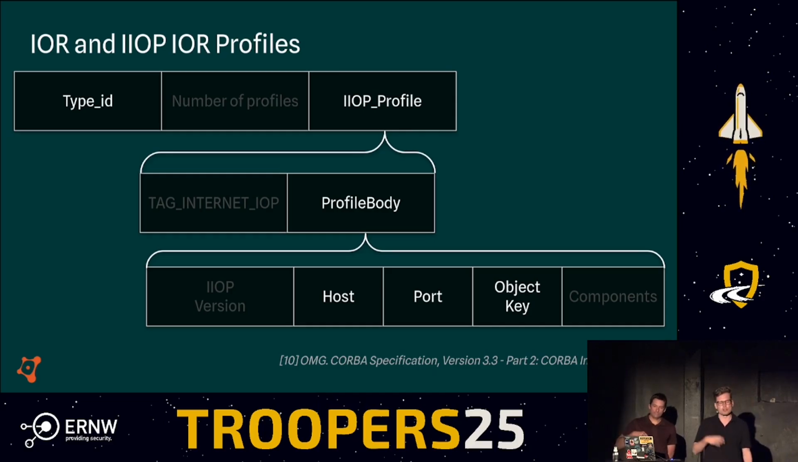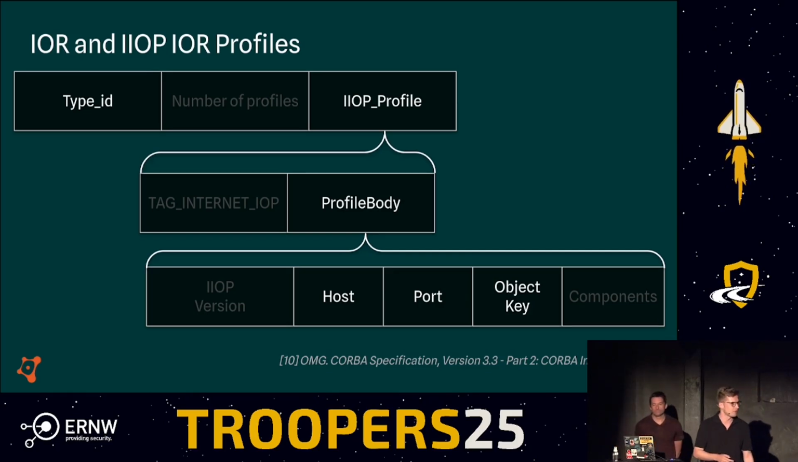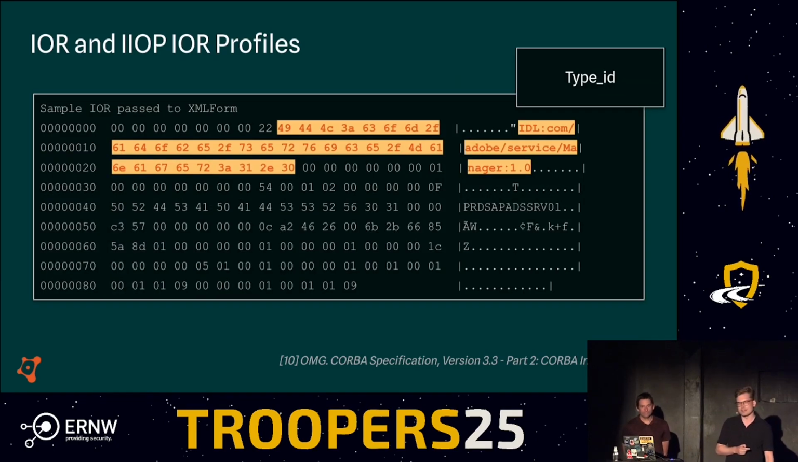So you have transport information like the target host and port where you can send requests to, but also what is called the object key, and that will be a very, very important target for the further analysis. But first of all, let's take a hex dump of the IOR that was passed to XML form.